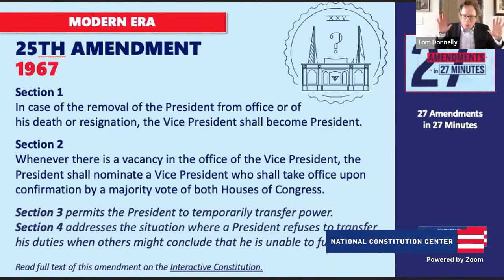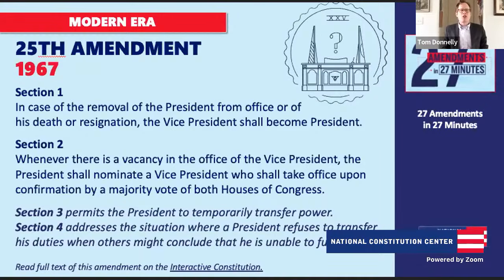One, it makes it clear that when a president dies, resigns, or is removed, the vice president becomes president. Two, it gives us a mechanism for selecting a vice president. That's Section 2. Section 3 deals with the problem of what if a president is just temporarily incapacitated? Say they need to go under anesthesia to get some sort of procedure done. What can we do? Well, the 3rd section says the president can sign a piece of paper, then the vice president becomes president. And then when the president comes out, they sign another piece of paper and become president again.